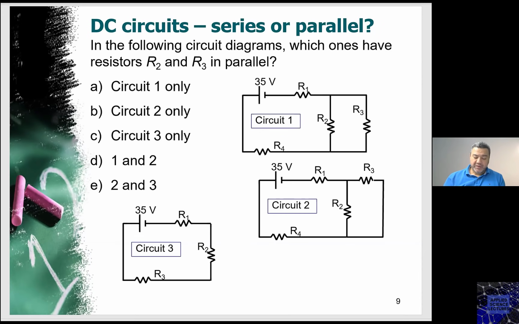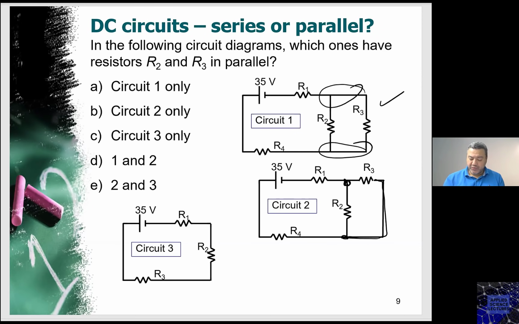Okay, in the following circuit diagram, which ones have resistors R2 and R3 in parallel? Again, let's evaluate circuit 1. You have R2 and R3 in parallel. I can see that they are sharing both nodes here. Then this one is yes. R2 and R3. What about this one? I think yes, they are, because as you can see, don't let the drawing here mislead you.